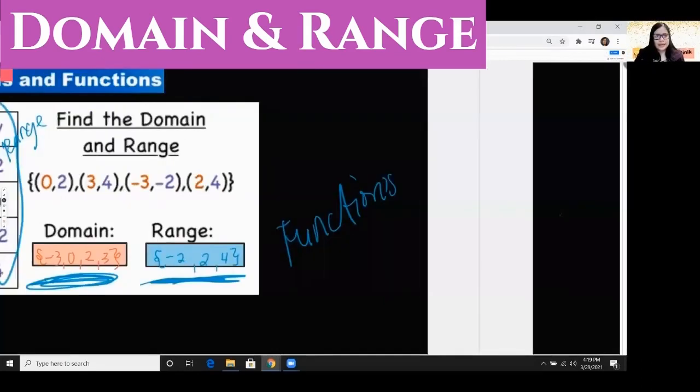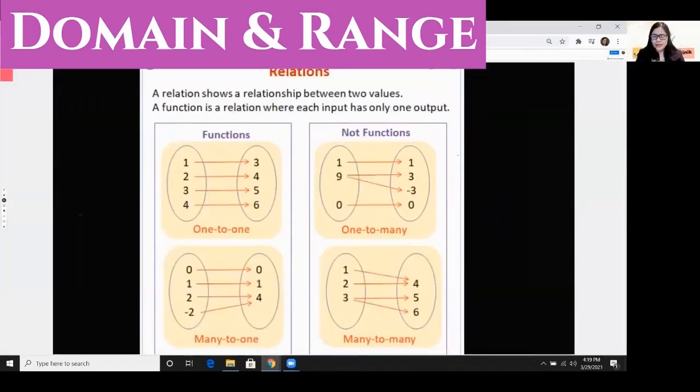Okay, so for the next one, we have a relation. A relation shows a relationship between two values, as I defined it a while ago. Like for example, the value of the x and the value of the y, okay? Now, not all relations are considered as a function. We also have what they call non-function, but they are considered as relation.